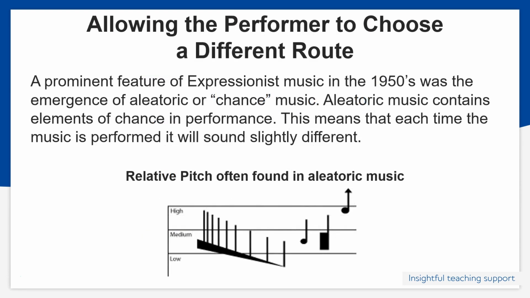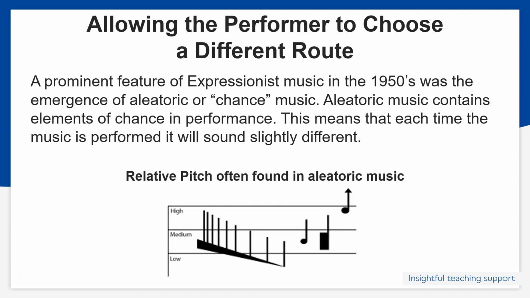Allowing the performer to choose a different route. So moving away from traditional forms of musical notation, a prominent feature of expressionist music in the 1950s was the emergence of aleatoric, or so-called chance music. Aleatoric music contains elements of chance in the performance. This means that each time the music is performed, it will sound slightly different.